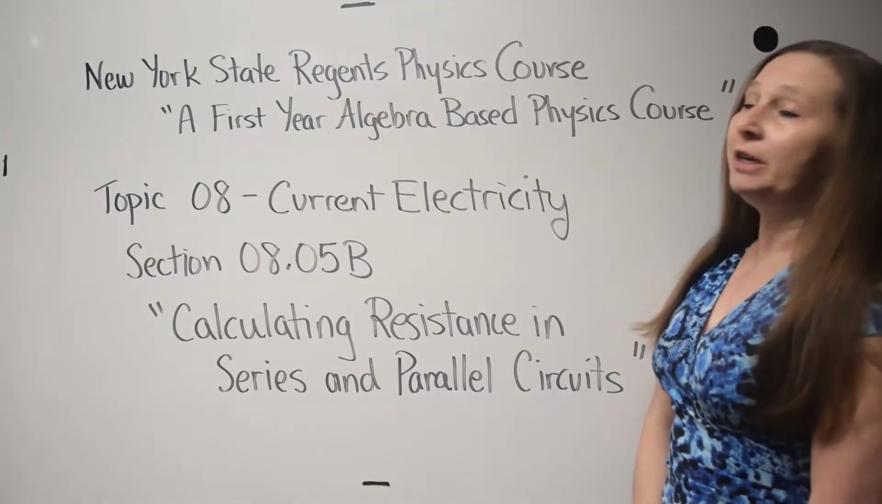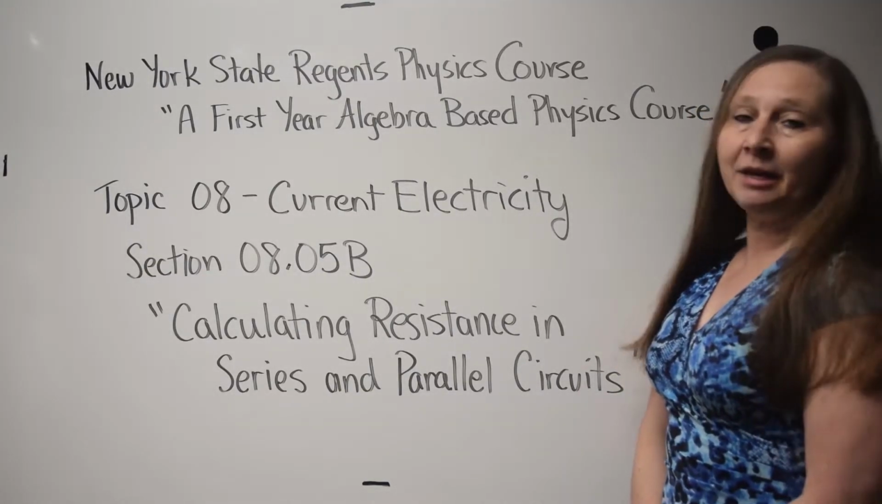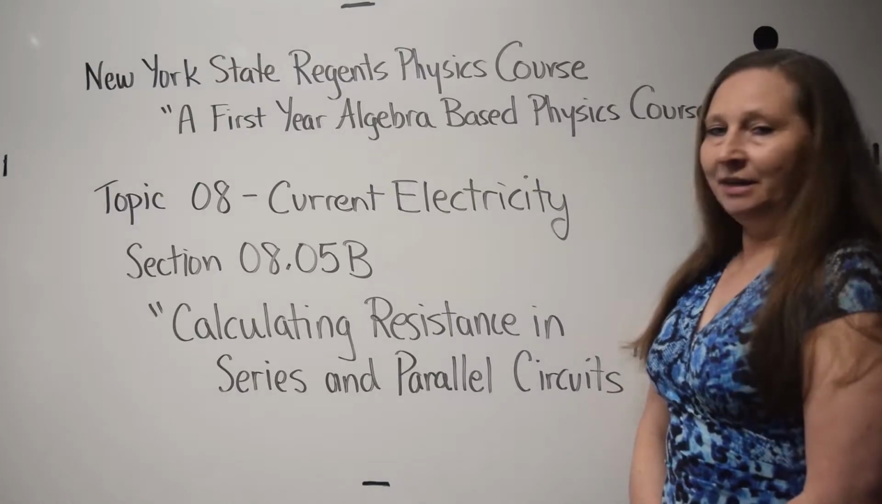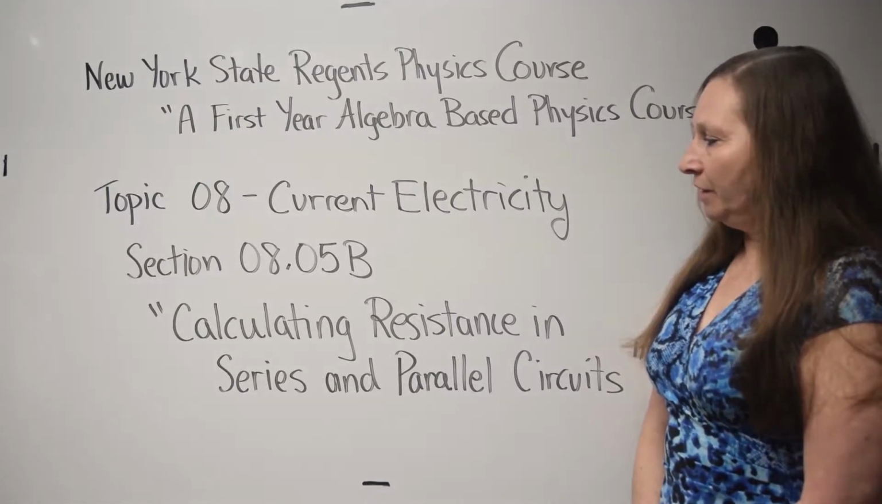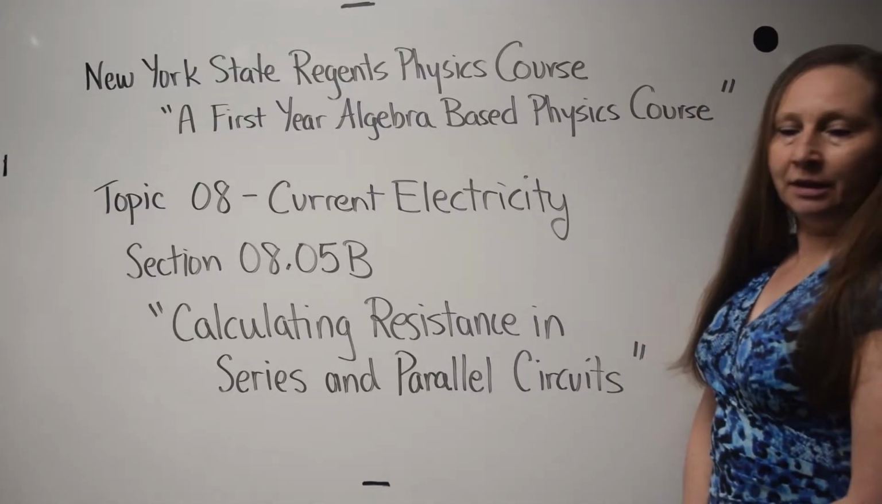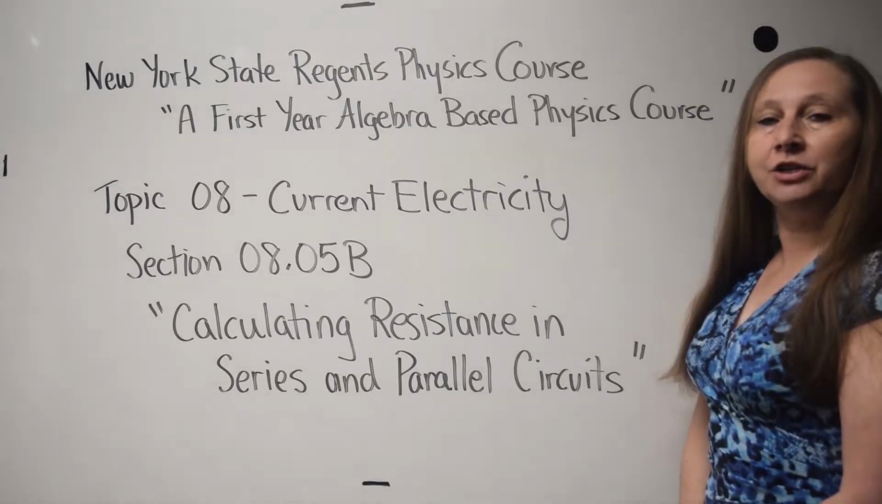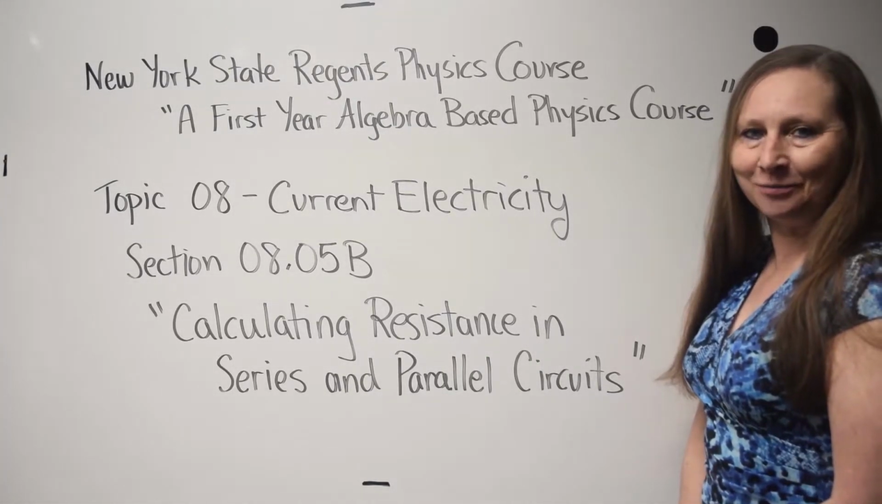This is the New York State Regents Physics Course. Topic 8 is current electricity. This section, 8.5b, is about calculating resistance in series and parallel circuits.